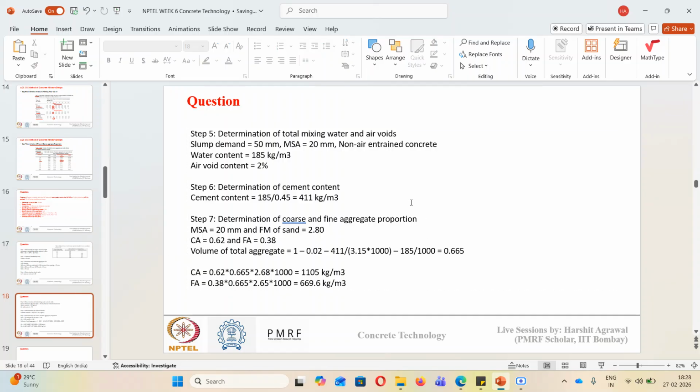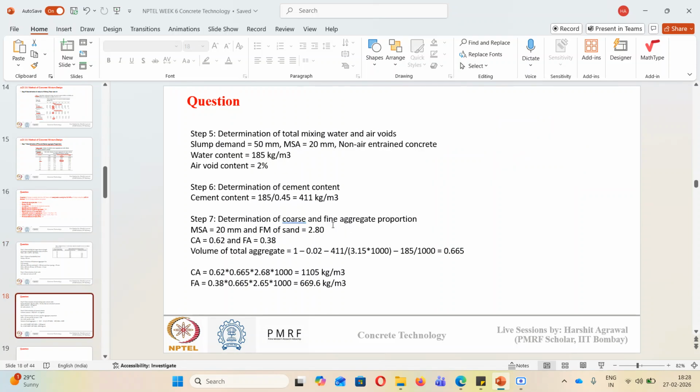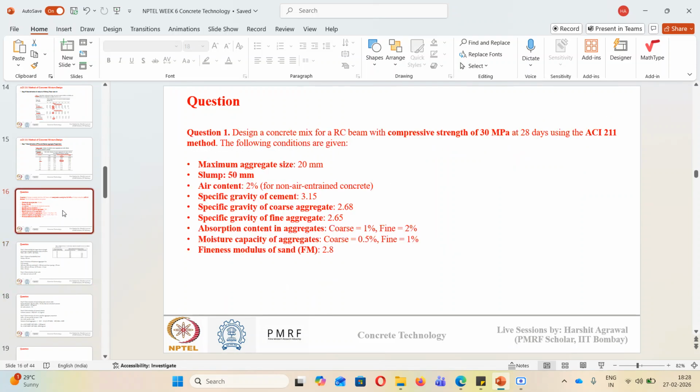Okay, so this is how we determine all the proportions that we require. Now after this we will do the moisture correction. For that you know the steps, how that correction is done. So in this question you have been given the absorption, air content of aggregate and the moisture capacity of aggregate.